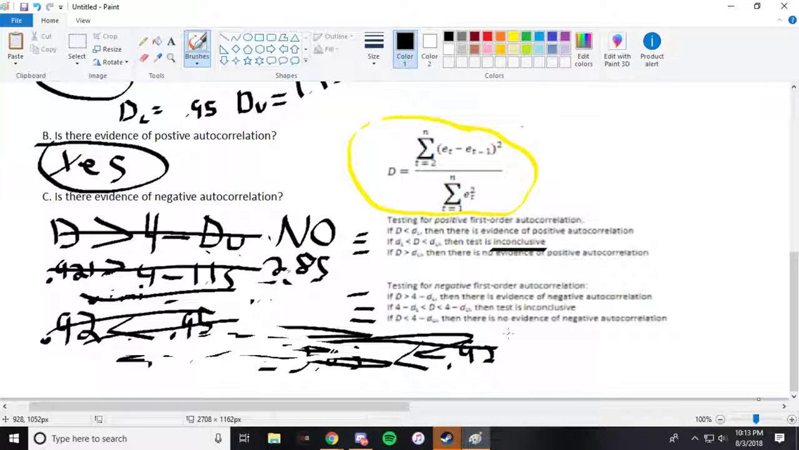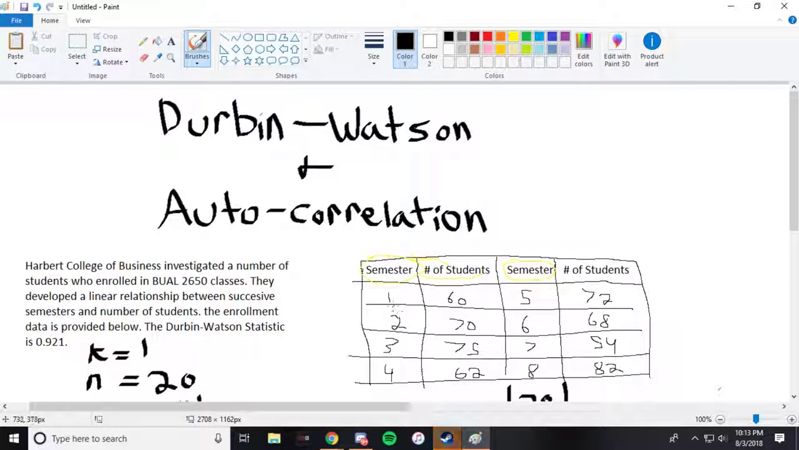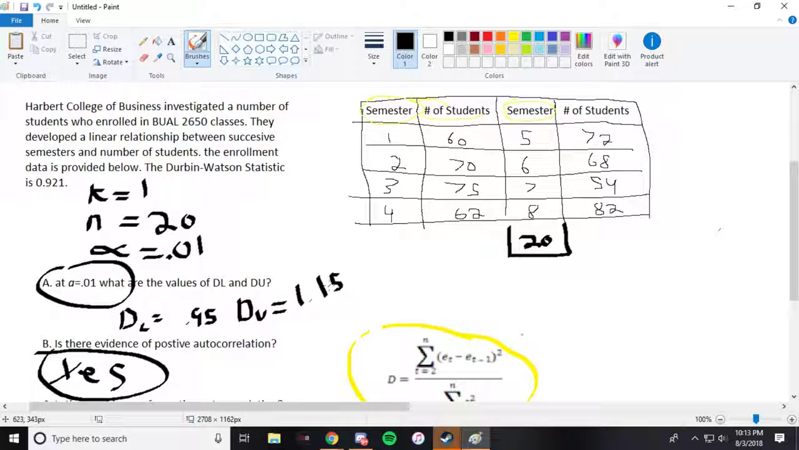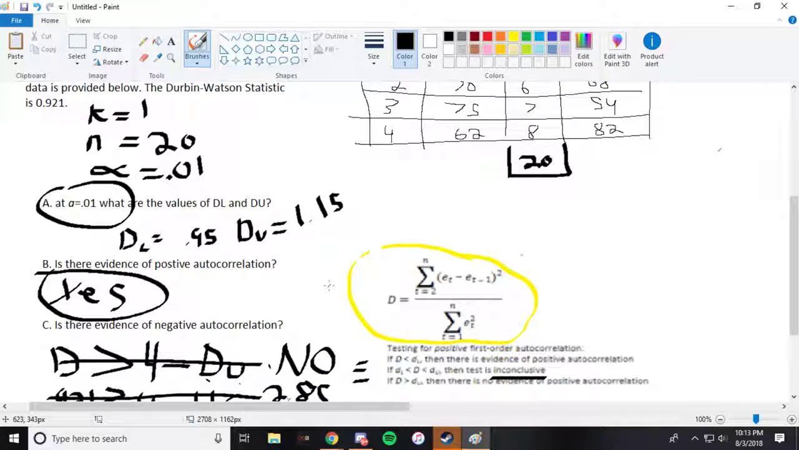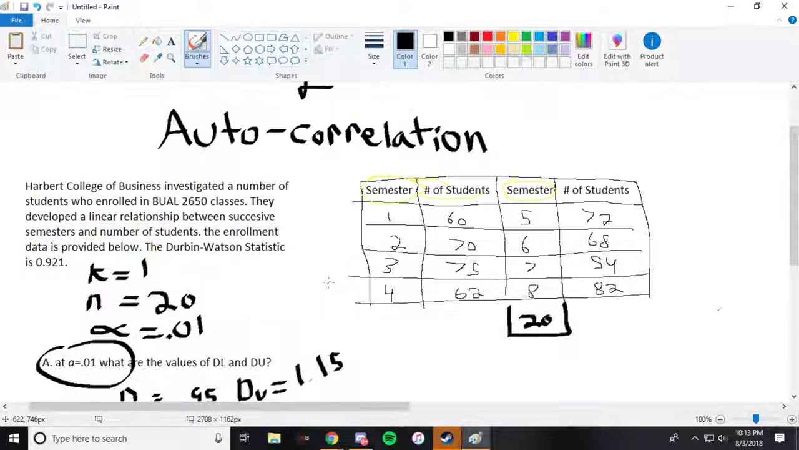So this is my video on the Durbin Watson statistic and autocorrelation, and how to find if there's evidence for a positive and a negative autocorrelation. I hope you have learned something, so stay tuned for next week's episode where we discuss linear regression.